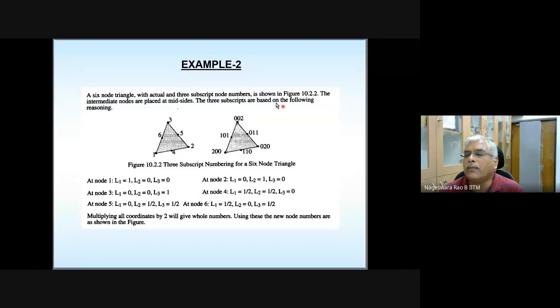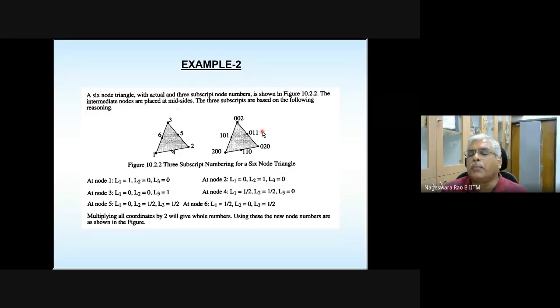So you do that kind of thing for all the nodes. First you get the original L1, L2, L3 labeling and observe it. And if required, you multiply with some number to make it a whole number. Is it clear? So that is what is done. That is how the second L1, L2, L3 labeling for the second figure is obtained.